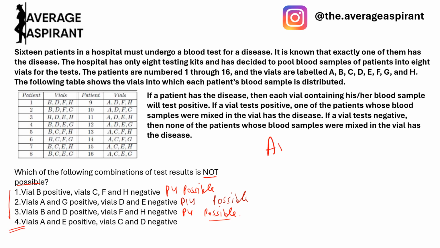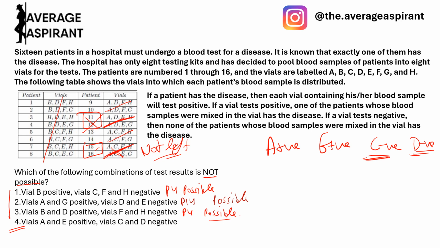But again we'll check. A is positive, E is positive, C is negative, and D is negative. So if A is positive, these are not people who will have the disease. E is positive, so we rule out people having F. People having F, we are left with 11, 12, 15, 16. C is negative and D is negative. Both of them have D, so 11 to 12 can't have it. Then C is negative, both of them have C, so these two also can't have it. So we are not left with any patient.